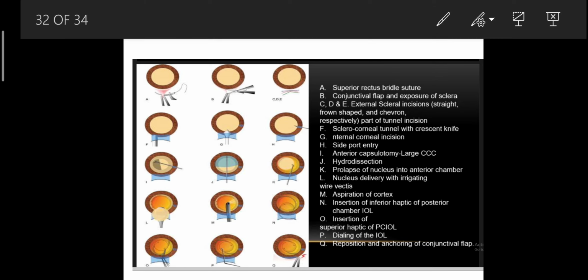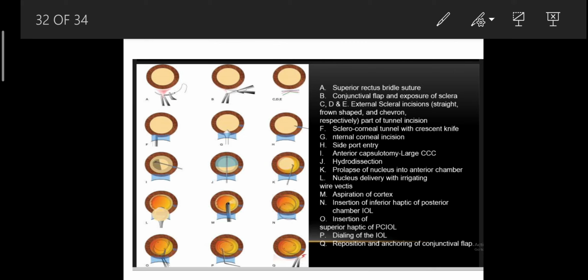Similar to ECCE, we use irrigating vectis or the sandwich technique, with the vectis and the help of a Sinskey hook above, by the sandwich method or a counter pressure method. Anyway, the nucleus can be removed. So these are the multiple techniques, like the irrigating vectis method, phaco sandwich technique, Blumenthal technique, and phaco fracture, like making it into multiple fragments and removing. There are multiple techniques to remove the nucleus. You just need to know the names.